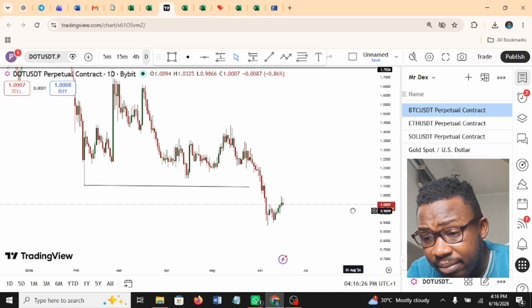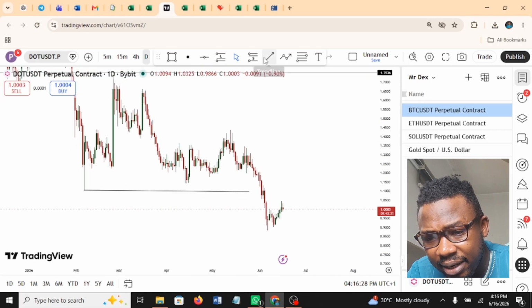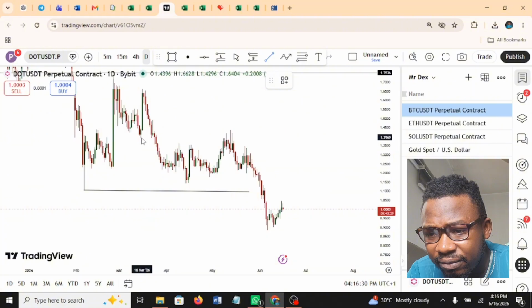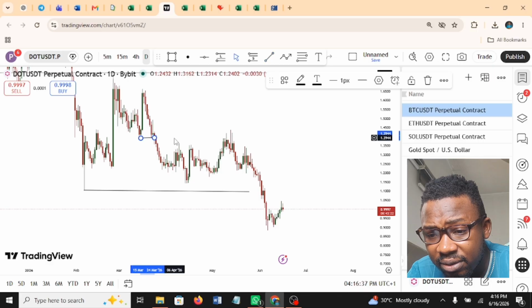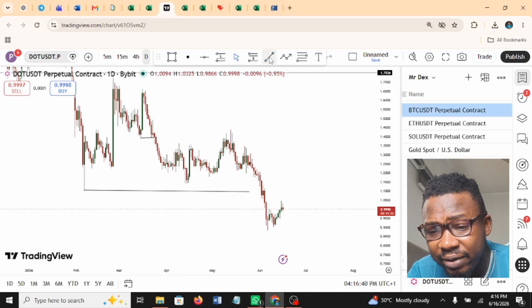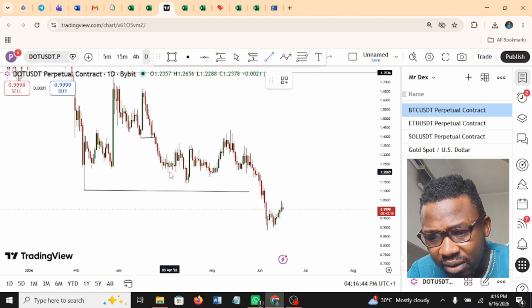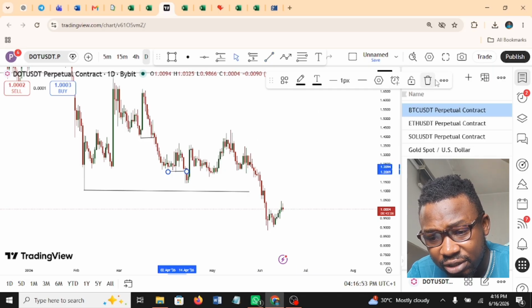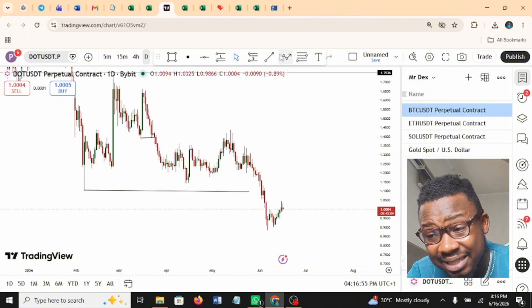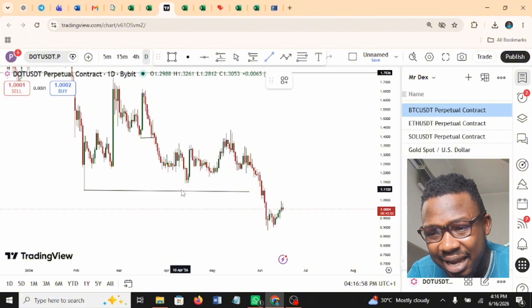Here on the daily time frame, we see that price was making a series of lower lows. This is a lower low. This low here is the first low, which simply means a change of character. So we have another break of structure to the downside to confirm that we are bearish, guys. Watch this very well. Do not make a mistake. If you make a mistake here, you have missed it.